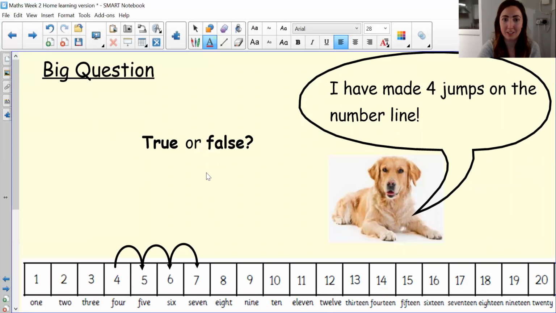Okay. What's Stevie saying today? Stevie says, I have made 4 jumps on the number line. Is that true or false? Number line, she made 4 jumps. Okay, it is false. She has not made 4 jumps, although she has counted 4 numbers. The jumps, 1, 2, 3. She has only made 3 jumps on the number line. Better luck next time, Stevie.